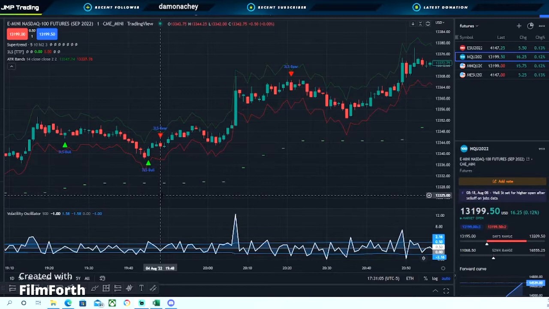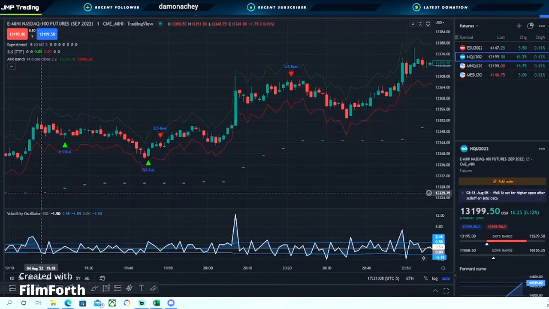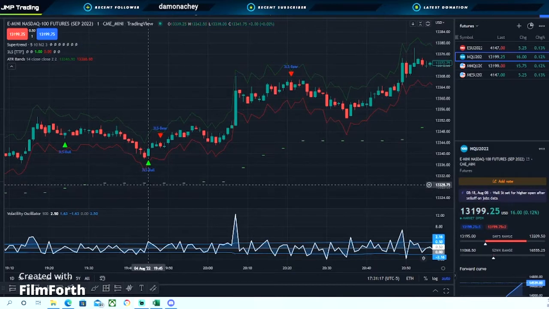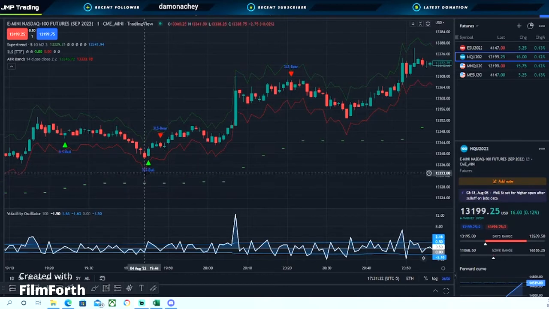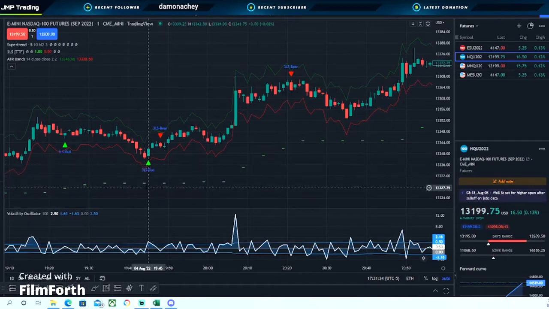Alright, so for a long entry, the 5 minute super trend has to be green. That's this green dotted line down here. So that's a confirmation we're in an uptrend. And our signal is going to be these three-line strike bull candles. So we have one here. And our confirmation that it's going to be a valid entry is the volatility oscillator has to close above this top band. So all our conditions are met.